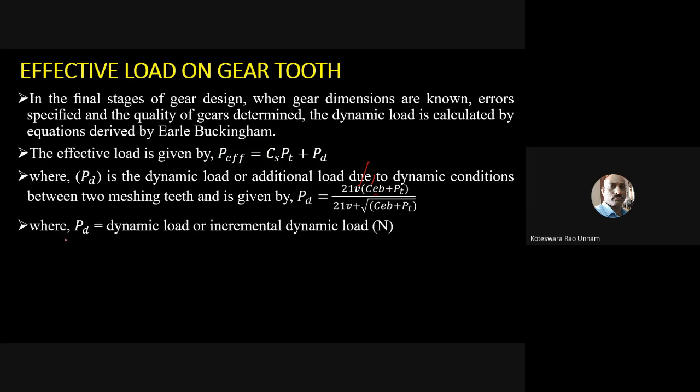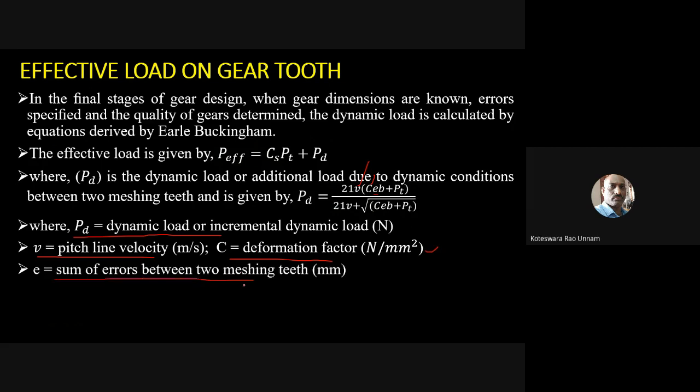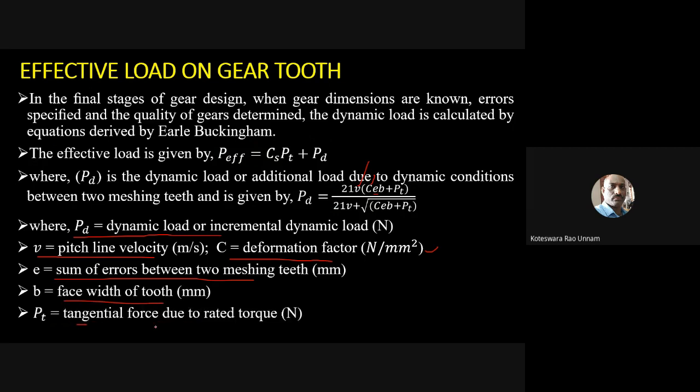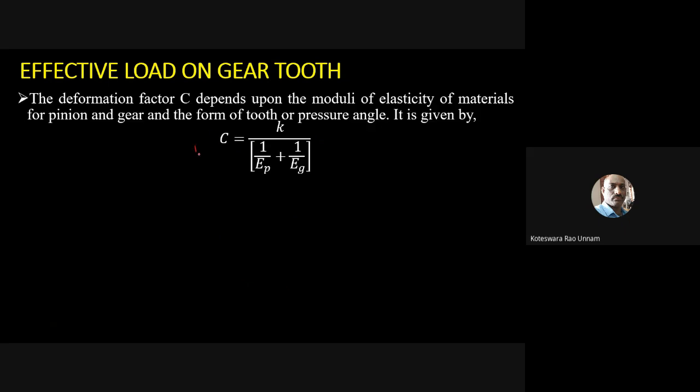So where PD is the dynamic load and V is the pitch line velocity, C is the deformation factor. We'll see what is the formula for C also. E is the sum of errors between the two meshing gear teeth. B is face width, and PT is the tangential force. So now, what is the formula for C? The formula for C, that is the deformation factor, depends upon the moduli of elasticity of the materials of pinion and gear, and is given by this formula.